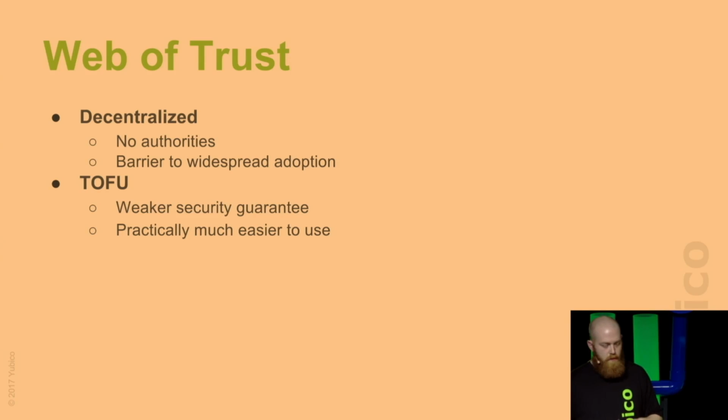Central to PGP and GPG is this idea of a web of trust. And the reason why we need to consider this is that to be able to do any kind of verification operations, we need to have a trust relationship with the party that we are verifying from. For example, the maintainers or producers of software or code that is being signed.